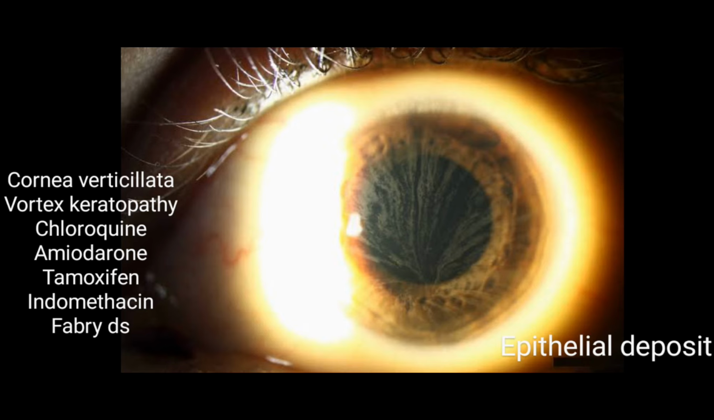Chloroquine is used in malaria. Amiodarone is basically used in heart conditions, in arrhythmias. Then tamoxifen is used in female patients. And indomethacin is used as a prostaglandin inhibitor in infants and in other conditions. Then Fabry's disease. So in all these conditions, the cornea verticillata, that is epithelial deposits, will be seen.